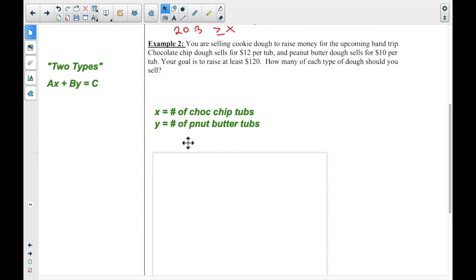And it is the number of. Don't just say chocolate chip and peanut butter. You have to say what? Is it how much they cost? Is it how many cookies there are? No, it's how many tubs there are. So you need to include the number of tubs.